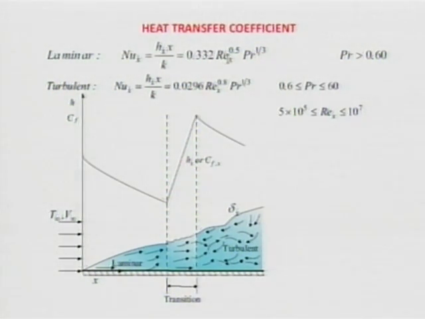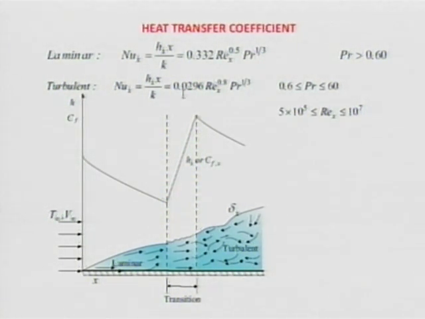Nusselt number, you will get 0.332 Rex to the power of 0.5 Pr to the power of 1/3. This is valid only for Prandtl numbers greater than 0.6. This is not valid for which fluid? It is not valid for liquid metals, because liquid metal is lead, tin, sodium. Okay, these are all used in nuclear reactors. So the Prandtl number is 0.002, 0.03. Lead is around that. Okay, so very low Prandtl number. This equation is not valid for that.